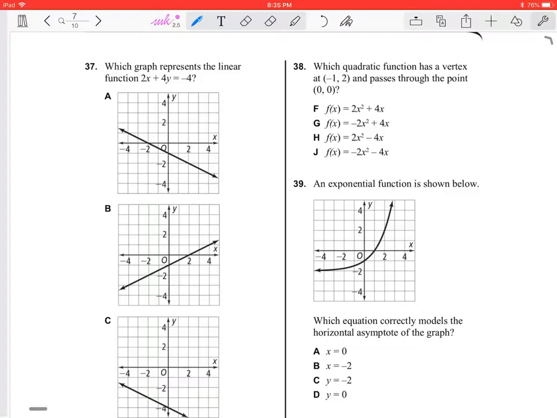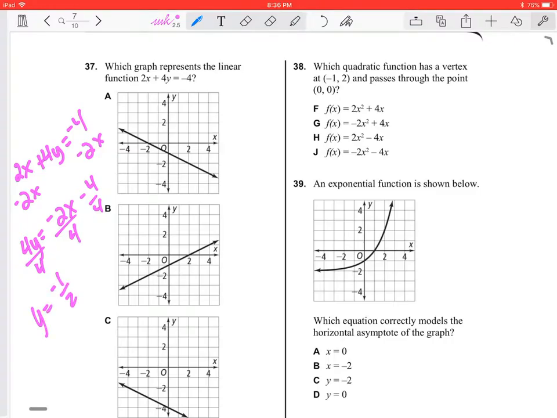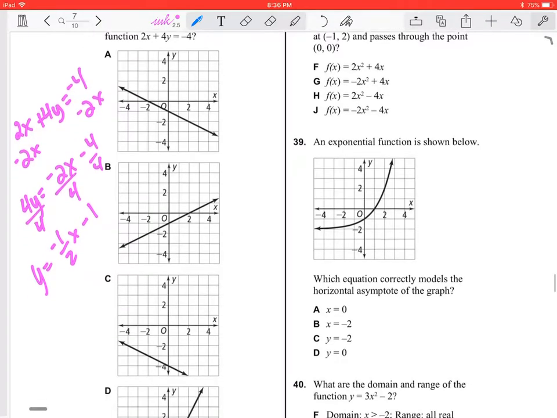So, quite frankly, we need to put this in slope-intercept form. So if I have 2x plus 4y is equal to negative 4, I'm going to subtract 2x from both sides. And this is going to give me 4y is equal to negative 2x minus 4. I'm now going to divide by 2. Sorry, not divide by 2. Divide by 4. So that's going to be y is equal to negative 1/2 x minus 1.